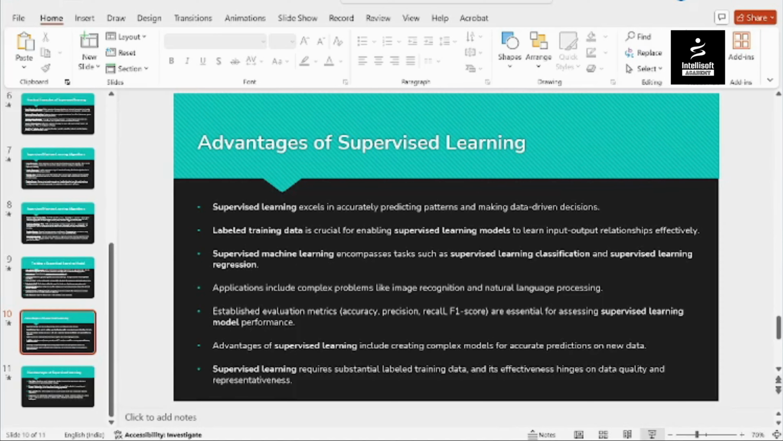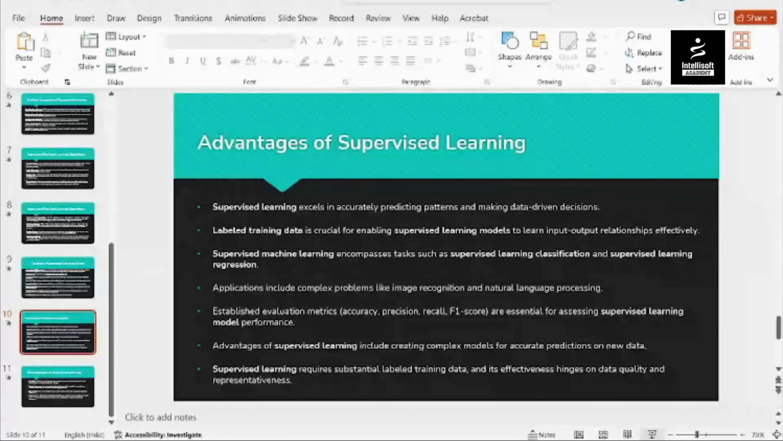We talked about this. Regression and classification, we already learned about it. It helps in applications for complex problems like image recognition and natural language processing. We already learned how it predicts, how it classifies animals, humans, everything. So it is used there as well. It also has established evaluation metrics. We will learn accuracy, precision, recall when we study overfitting and underfitting.